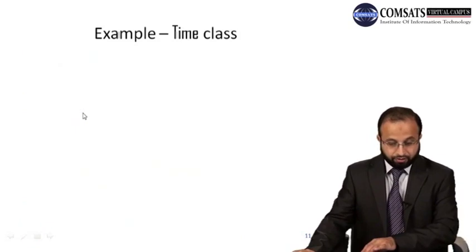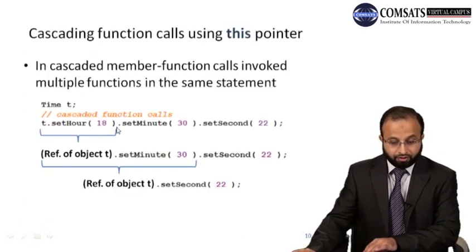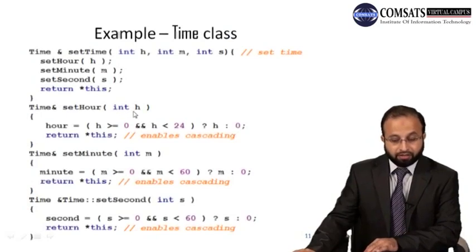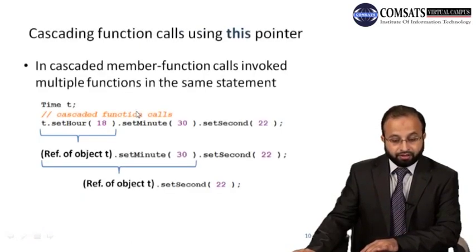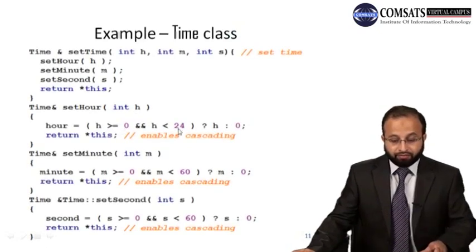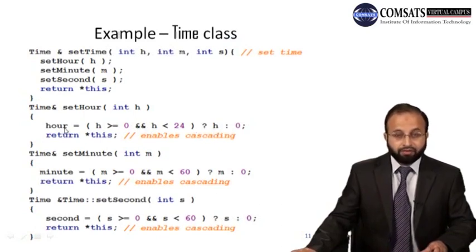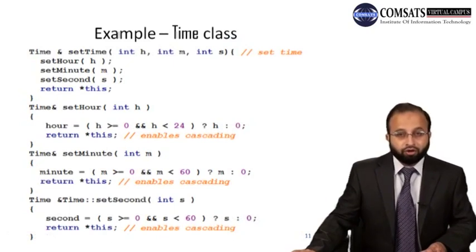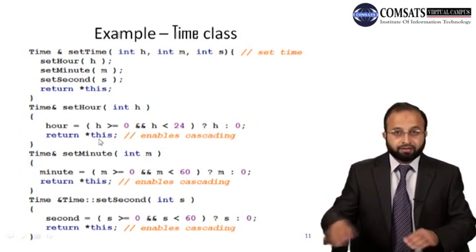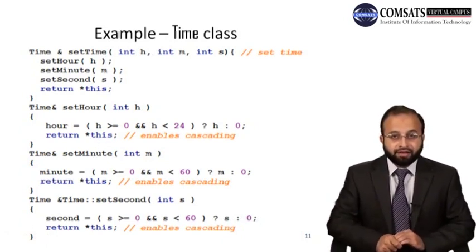If you remember this function call here, set hour dot set minute dot set second, what happened is you pass some value, that is 18, to that function. Now check this value: if it lies within the range, yes it does, it assigns this value to hours. Hour is the private data member of the invoking object, that is T. Now what does it return? It returns static this. Now what is static this?